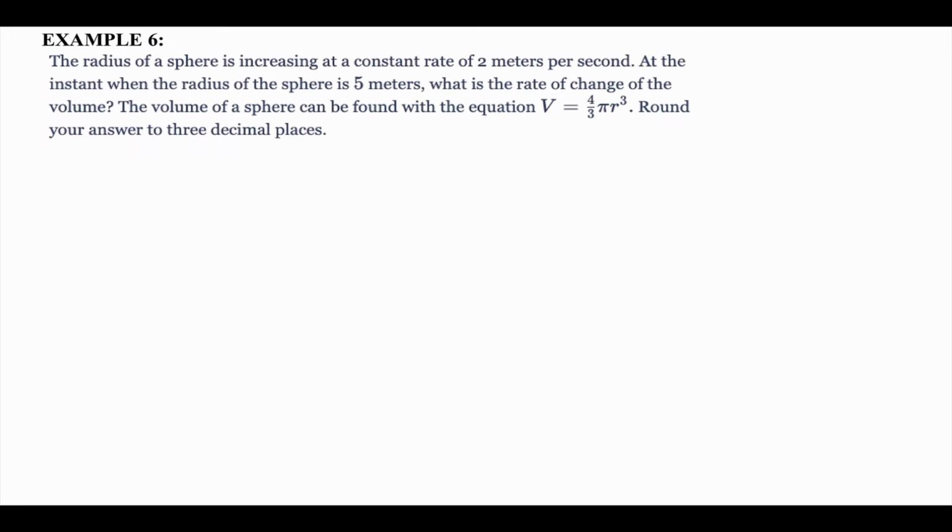So the radius of a sphere, so now we have a sphere, is increasing at a constant rate of 2 meters per second. At the instant when the radius of the sphere is 5 meters, what is the rate of change of the volume? And then it says the volume of a sphere can be found using the equation V. Round your answer to 3 decimal places. So now they want us to actually change it to a decimal. If they say round your answer to 3 decimal places, it usually means we can use our calculator. Otherwise, it wouldn't say that.